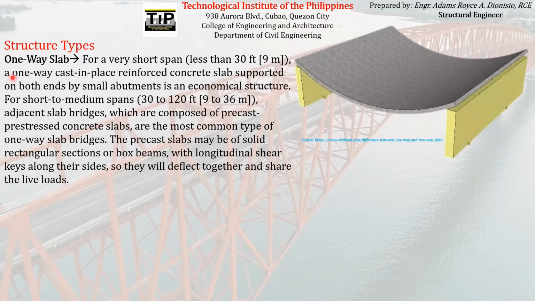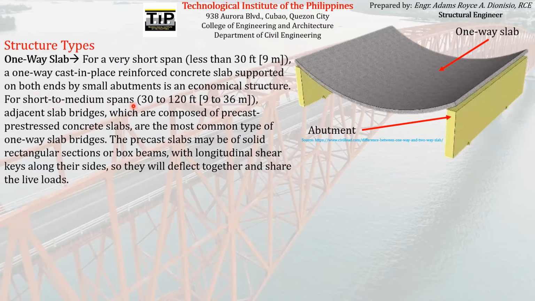So in a one-way slab type, we have a one-way slab here that is being supported by two abutments on each end of the one-way slab. So when we say one-way slab, the slab just bends in one direction. That's why it's called one-way slab. The bending just occurs in one direction, which is this.